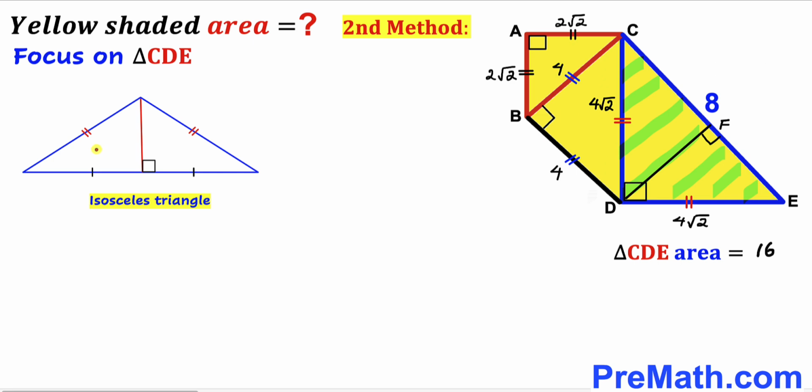So therefore, if the area of this right triangle is A, then the area of this right triangle is going to be A as well. And the total area of this whole isosceles triangle is going to be 2 times A. And since we are dealing with this isosceles triangle, and we know the total area of this triangle is 16, therefore, according to this fact, this triangle area is going to be half of that one, 8. And this triangle is going to be 8 as well.